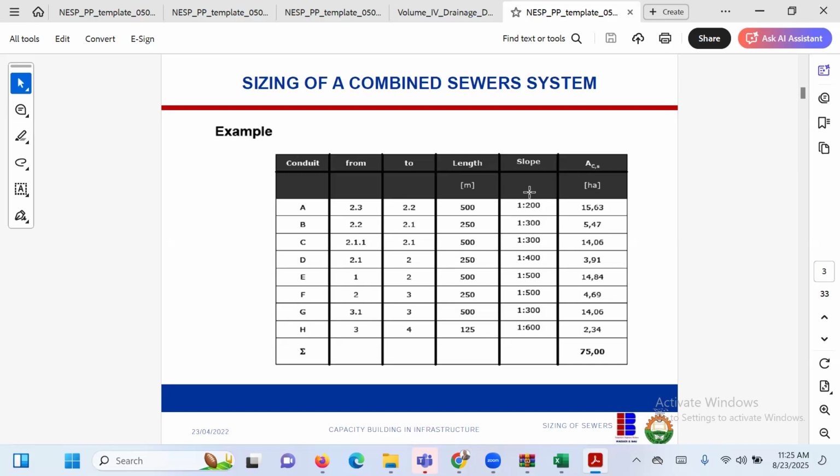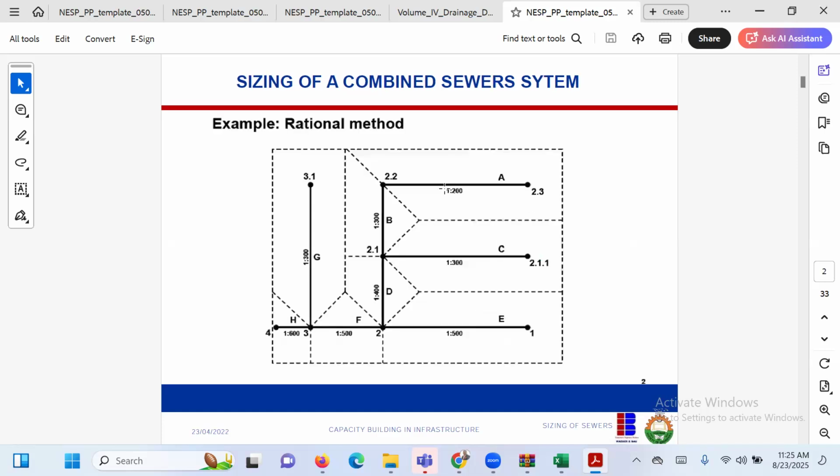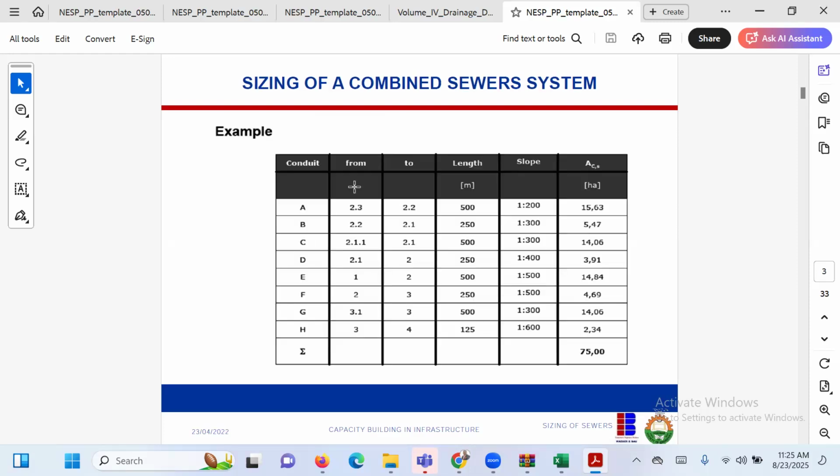Now, when we mean the slope, it is the beginning and the end in each catchment. So it means from here to here has a difference of 1 over 200. In other words, this pipe size is 200 and the change in height is about 1 meter or something like that. Then this is the length.